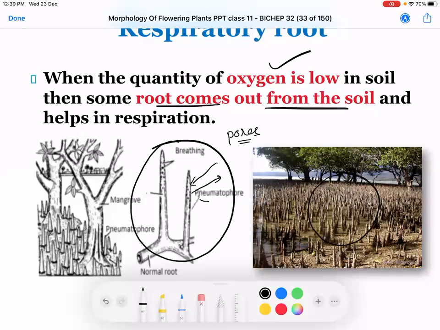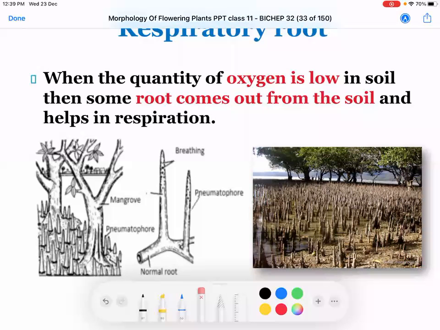These pores are known as pneumatophores. It is very important to remember with respect to the NEET examination. So they have pneumatophores at their surface, which help them in the breathing process. Ready? That is why they are known as respiratory roots, because pneumatophores help them in breathing. An example of these roots is mangrove. Mangroves are the plants which have this kind of adaptation. Please take the screenshot.